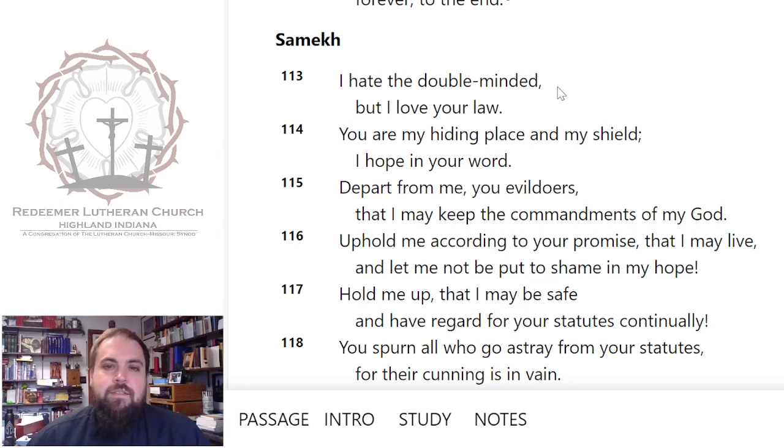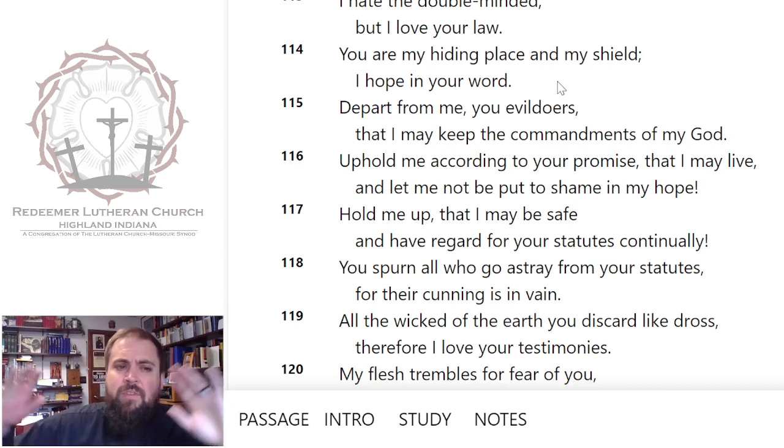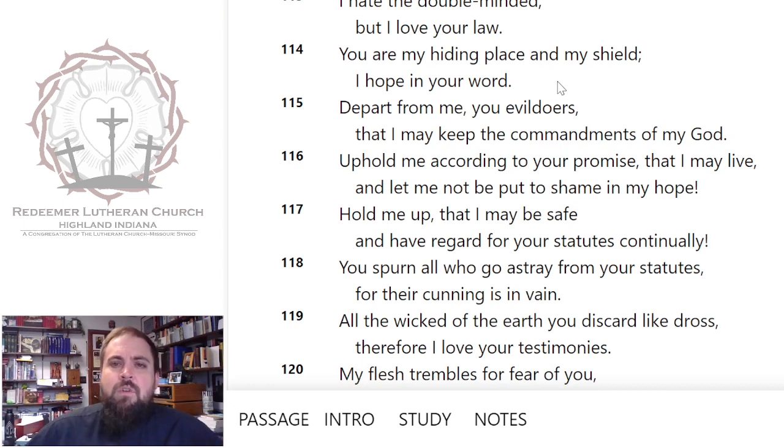So, I hate the double-minded, but I love your law. You cannot serve both God and money. You really have to go with one or the other, okay? And money is encompassing for everything of this world. And mammon is encompassing for everything that's not the true God. You are my hiding place and my shield.